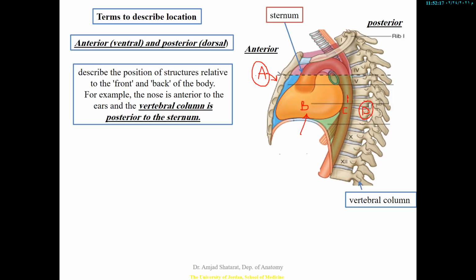B is anterior to C. However, A is anterior to B. So as you can see, this is a relative description. A is anterior to B, B is anterior to C, C is anterior to D, and therefore D is posterior to C, and C is posterior to B, and B is posterior to A.